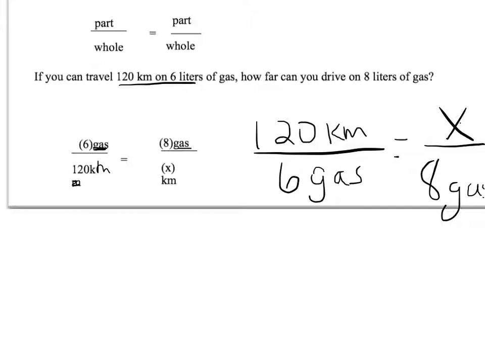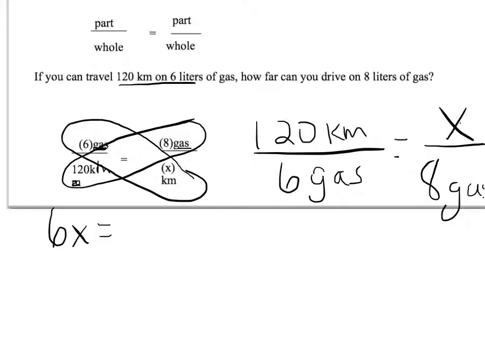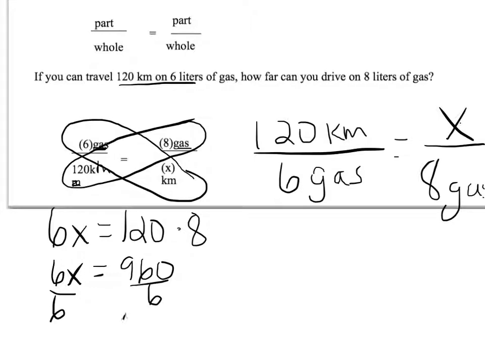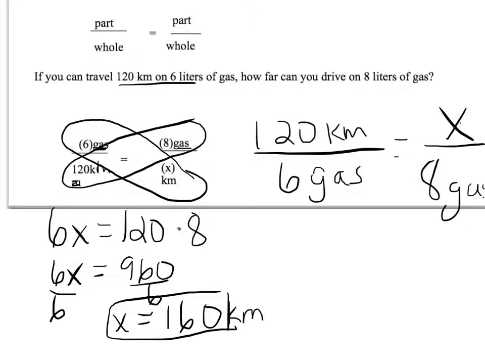When I want to use proportion, I cross multiply. So here I have 6 times x, which is equal to 120 times 8. Okay, so I'm going to bring it down, and 120 times 8 is 960. Okay, so then I need to divide both sides by 6. And here I get x is going to be equal to 160. Okay, so how far can you drive? I can drive 160 kilometers.